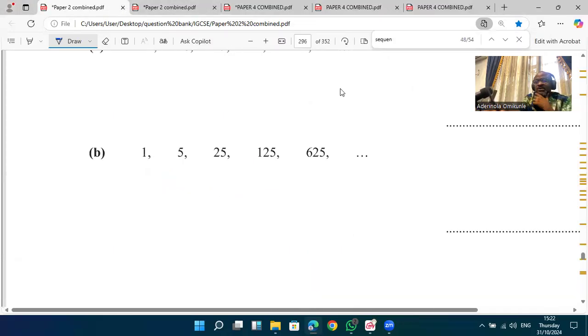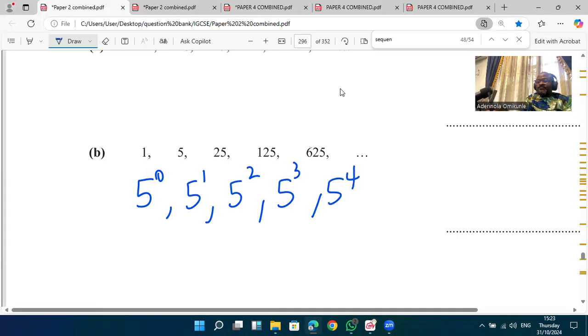Yeah, okay, so you have 1, 5, 25, 125, 625, excuse me. So you can see that all of them is 5. They're multiplied by 5, okay? So this is just 5 raised to the power 0. This is 5 raised to the power of 1. This is 5 raised to the power 2. This is 5 raised to the power of 3. And this is 5 raised to the power 4. Please don't forget anything raised to the power 0 is 1. That's why 1 can be written as 5 raised to the power of 0, okay?